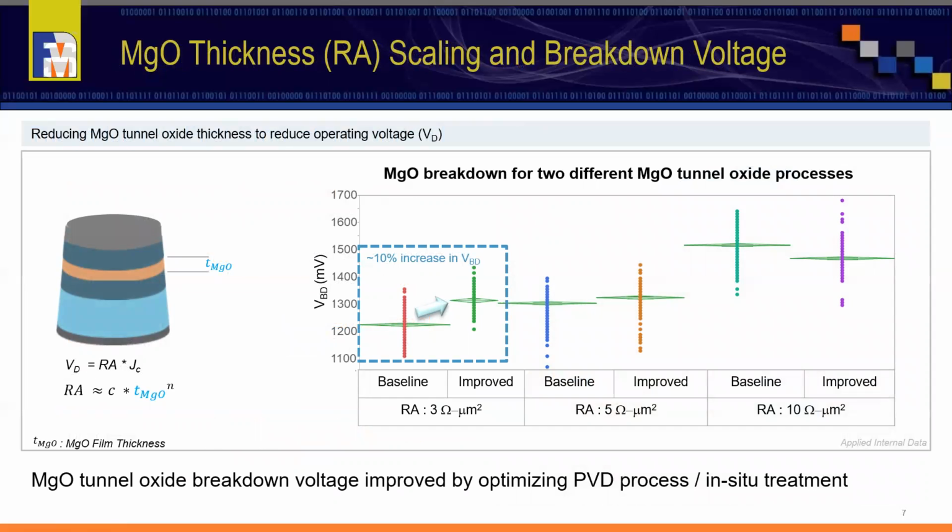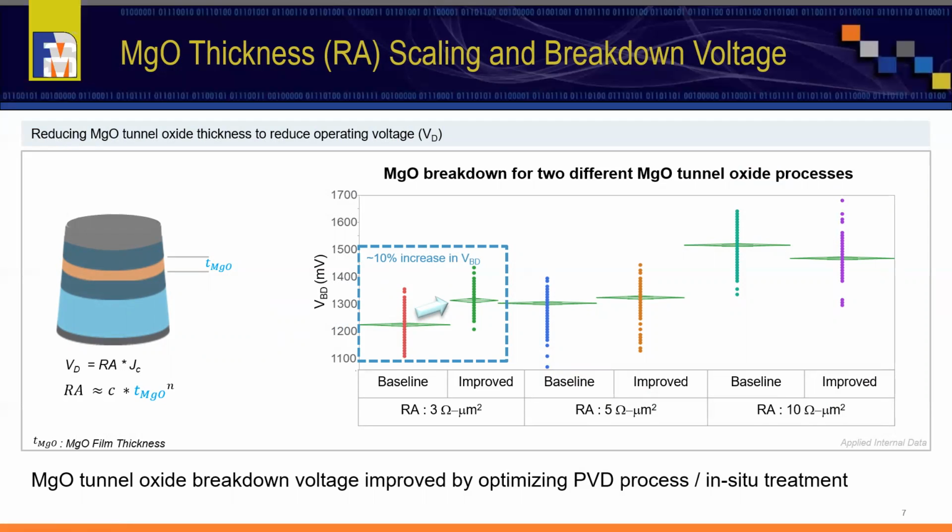Using this Endura system, we look at optimizing the process to improve MgO breakdown voltage. One key device parameter is RA, or resistance area product, which exponentially depends on the thickness of the MgO layer. To scale the device voltage, the RA has to be reduced, and this is typically done by reducing effective thickness of MgO layer in the stack. And that typically reduces the breakdown voltage, since now you have a thinner MgO film.